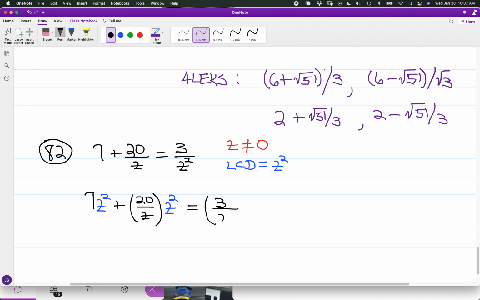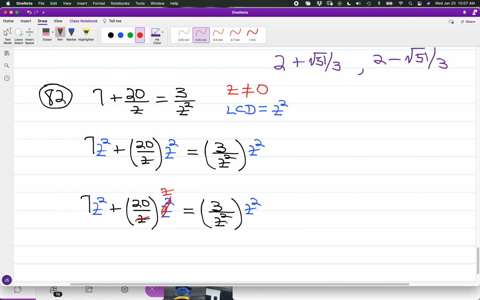I'll just copy this part. I'm going to put this in reduced terms. So we have 7z squared. Now for z into z squared, you're going to have the complete cancellation of z, but you're going to have a degree in z left over. And for 3 over z squared, z squared completely cancels out.